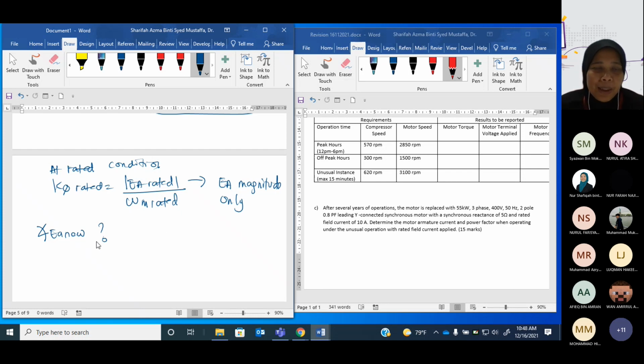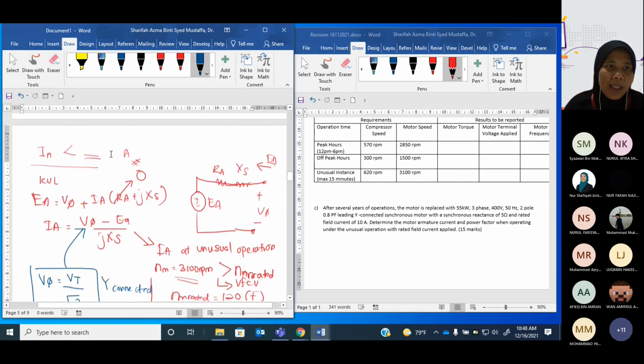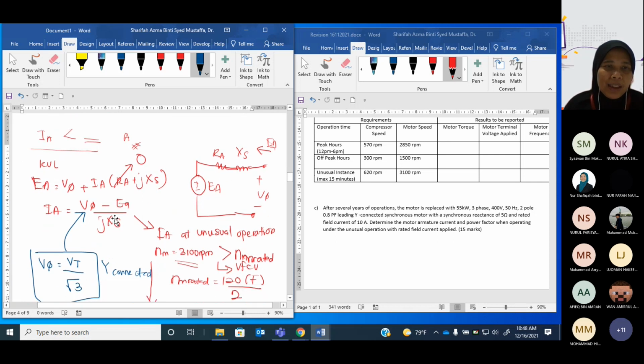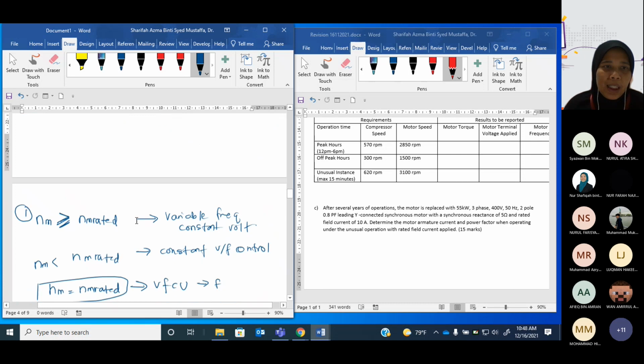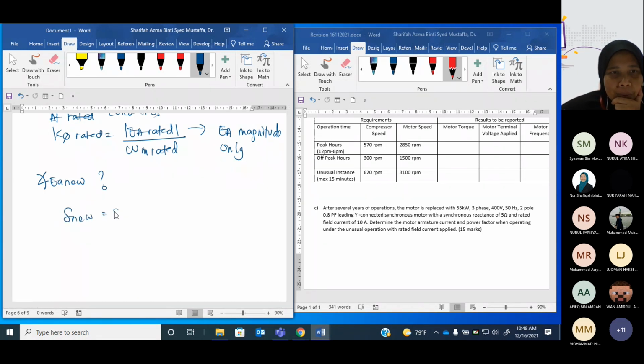Kita kena cari EA ni sebab apa? Sebab kita nak letak in this equation to get your new IA. Okay. V-phase dah ada, JSS pun you boleh calculate. Now your EA. EA new, how to calculate the angle of EA new? Kita dah buat sebelum ni. Ingat lagi tak del new ni? Is equal to sin inverse sin DE omega M XS. Okay, this formula will be given to you. You only have to rearrange saja nanti. Okay, the magnitude of EA.